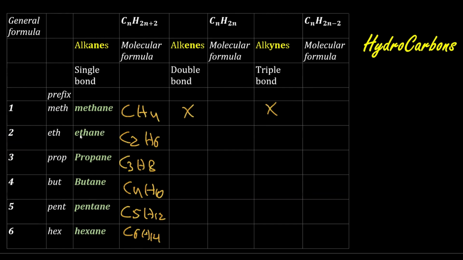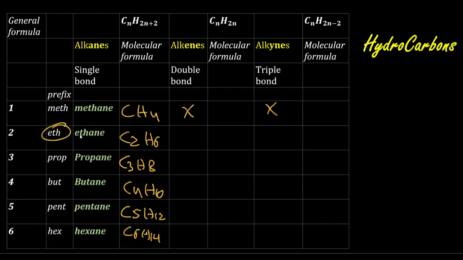That means alkene molecules with one carbon atom do not exist. We'll understand this in the later part of the video. Let's understand how to write down the molecular formula and the name of the alkene molecule. As I said, the first molecule will start with two carbon atoms.